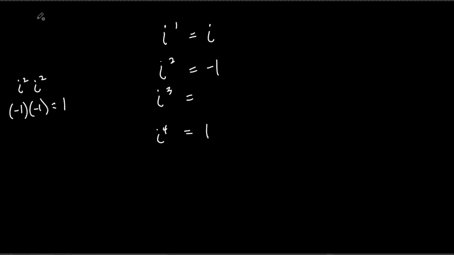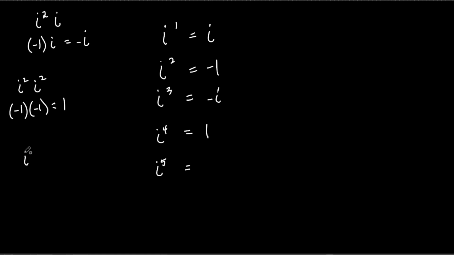But let's break down I cubed. If I break down I cubed, isn't that the same thing as just I squared times I? Exactly right. Because what's I squared? It's negative 1. Negative 1 times I, just write it like this, just negative I. So I cubed is just negative I. What happens if I go to I to the 5th? Would that be negative I? Positive I? It'd be positive I.